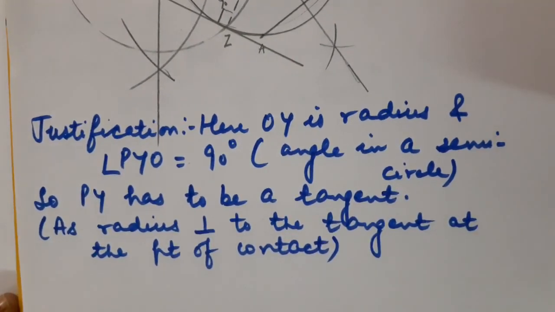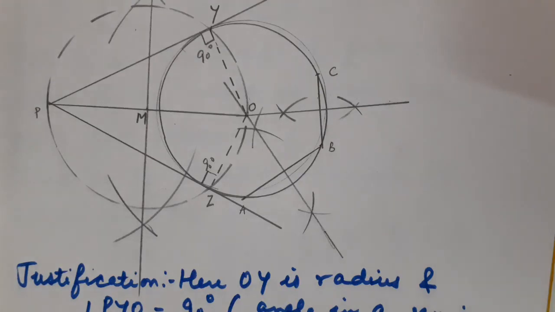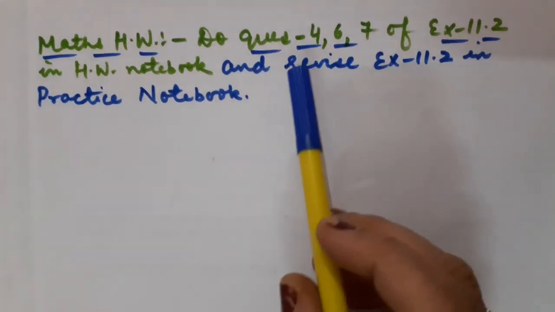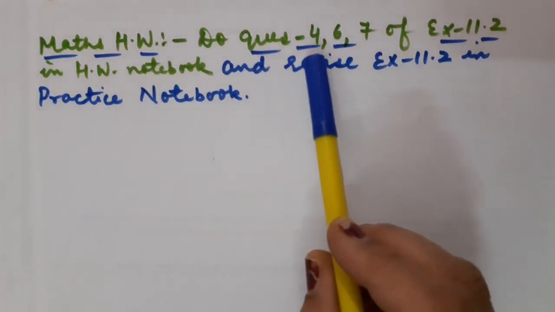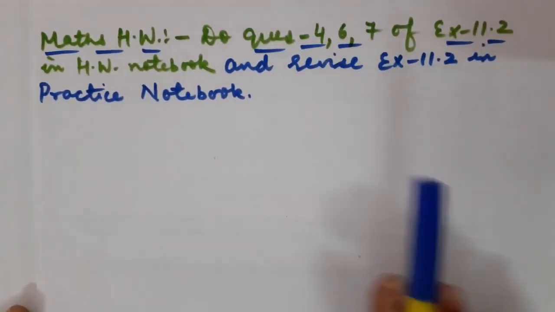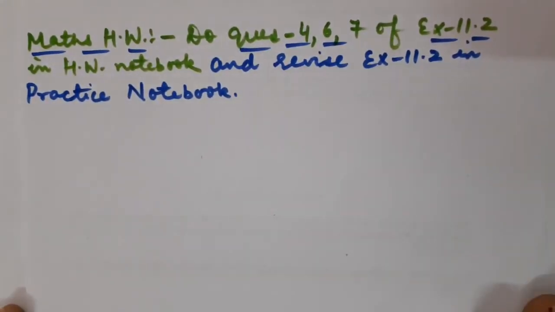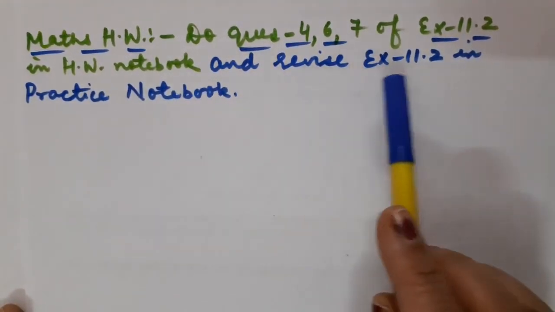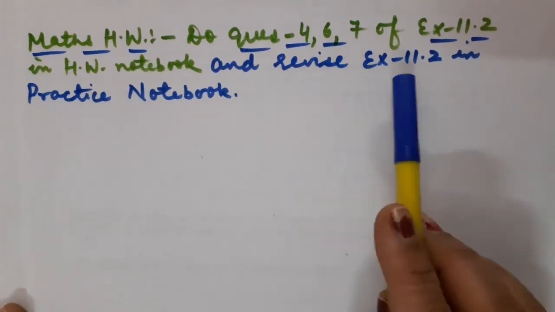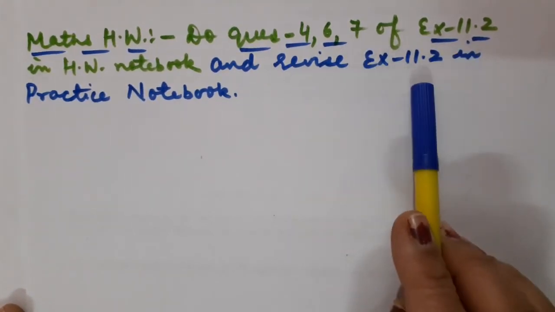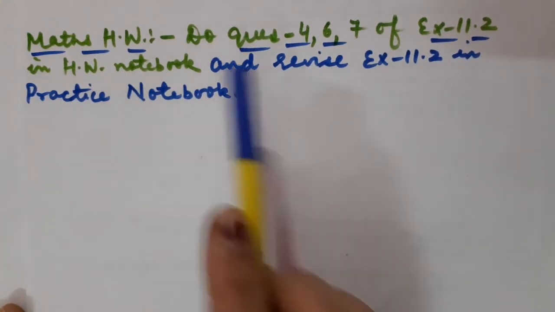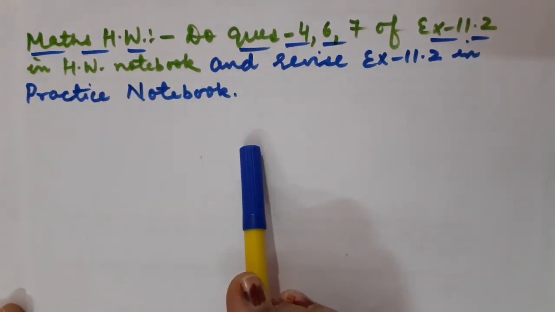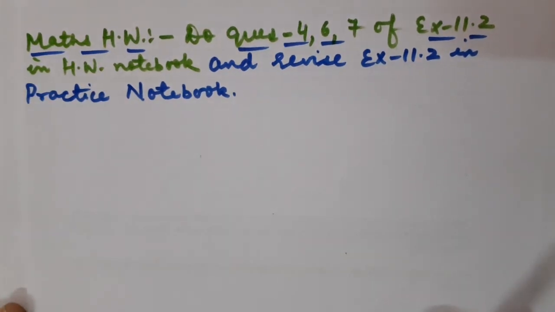Understood, children? So children, that's it for the day. Now this is the time to get your mathematics homework. So children, your maths homework is do questions 4, 6 and 7 which are taught in today's lecture number 2. Fine, of exercise 11.2 in your mathematics homework notebook. And you should have to revise exercise 11.2 complete exercise in your practice notebook. The more construction you are going to do using your own hand, the more perfection you will be getting in drawing the diagrams.